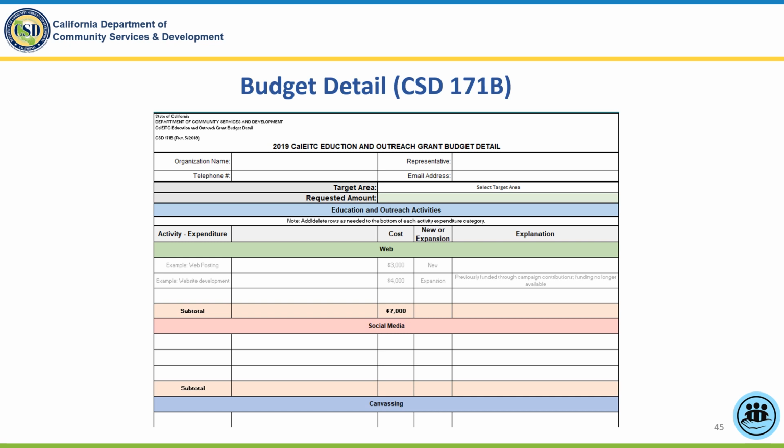The budget detail total amount, like the budget summary total, must match the requested amount of the grant. And again, it's important that you limit your administrative expenses so that this funding is maximized for the purpose that it is intended, to reach as many eligible Californians as possible. However, if you do have administrative costs, this is where those costs would be fully detailed. Now let's move on to the timeline, CSD Form 171TL.